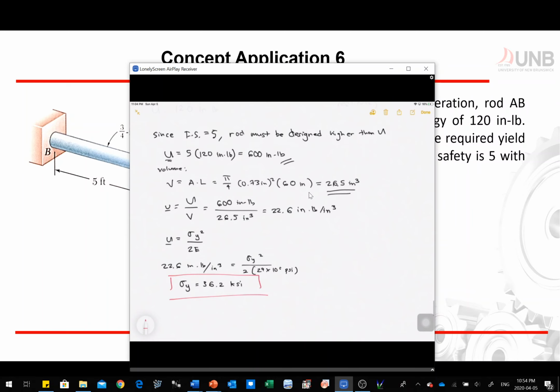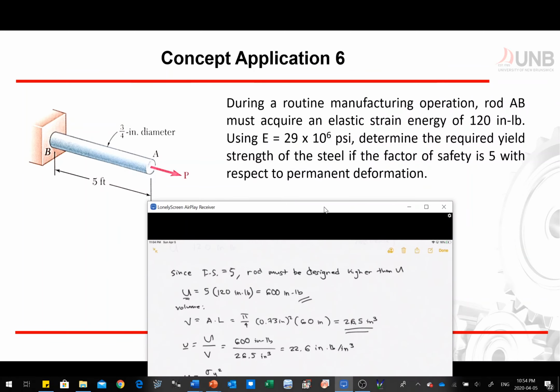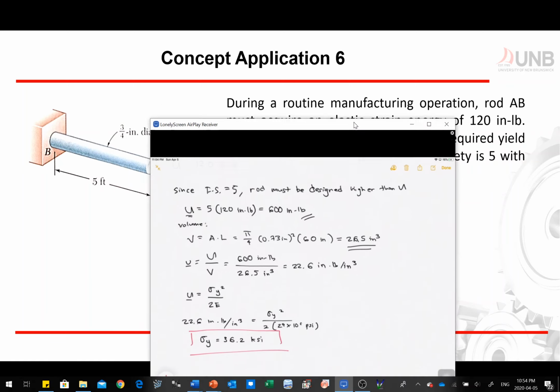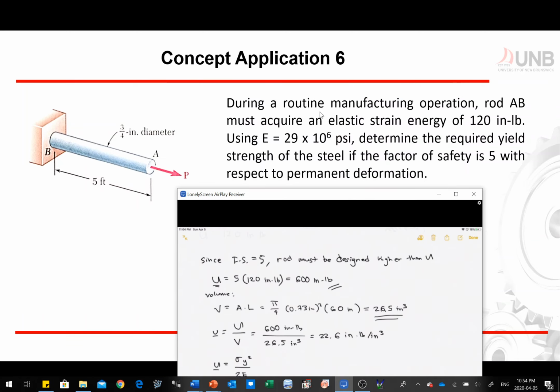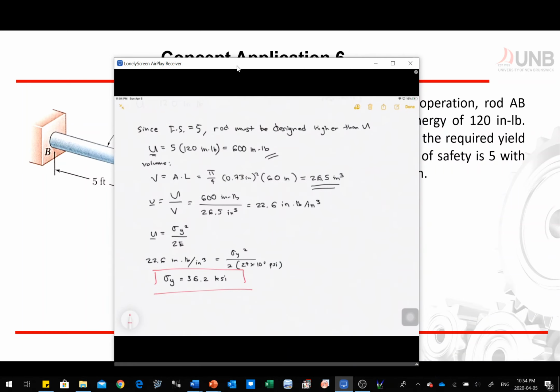concept application number 6. So checking question: determine the required yield strength of the steel if the factor of safety is 5 with respect to permanent deformation. We need this yield strength for this specific loading condition right here. Now that's the end for the strain energy.